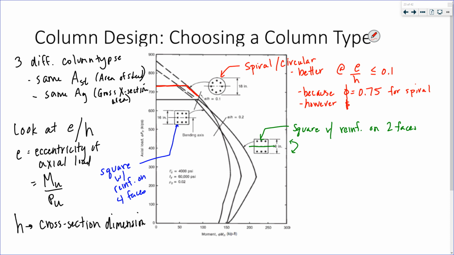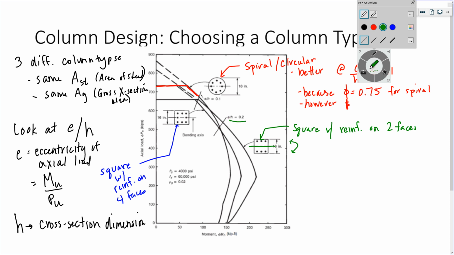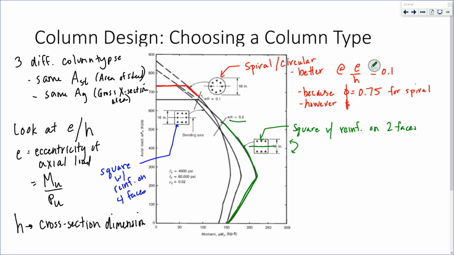Now, if we have a higher eccentricity, like over 0.2, right, here we have our 0.2. What's going to be better for that? Kind of makes sense. Reinforcement on only two faces.